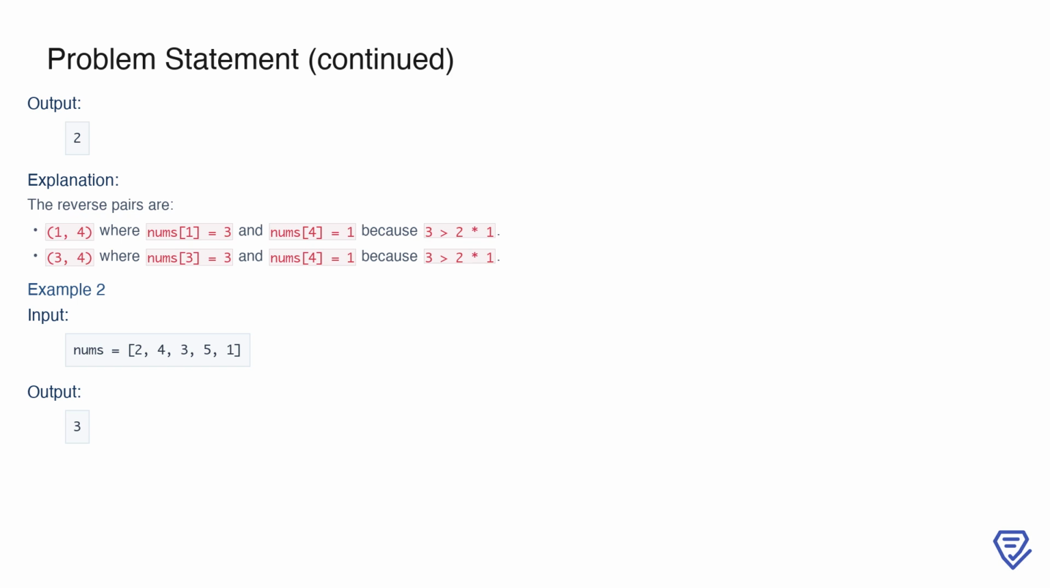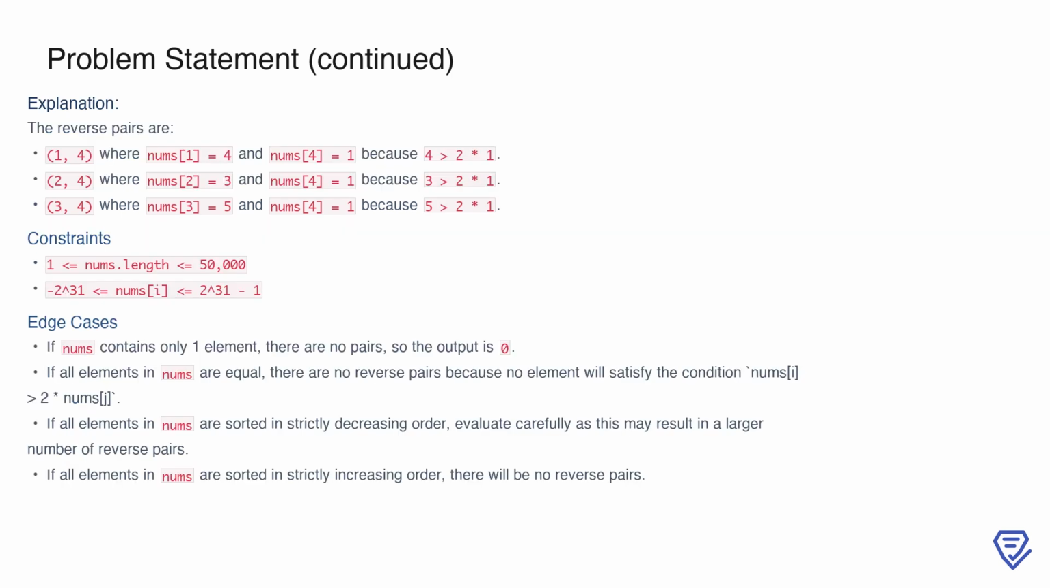Similarly, in the second example, the input array is nums equals [2, 4, 3, 5, 1], and the output is 3. This time, there are three reverse pairs, which we'll break down next. For the second example, the first reverse pair is (1, 4), where nums[1] is 4 and nums[4] is 1. Here, 4 is greater than 2 * 1. The second pair is (2, 4), where nums[2] is 3 and nums[4] is 1, and this also satisfies the condition 3 > 2 * 1. Finally, the third pair is (3, 4), where nums[3] is 5 and nums[4] is 1, as 5 > 2 * 1.